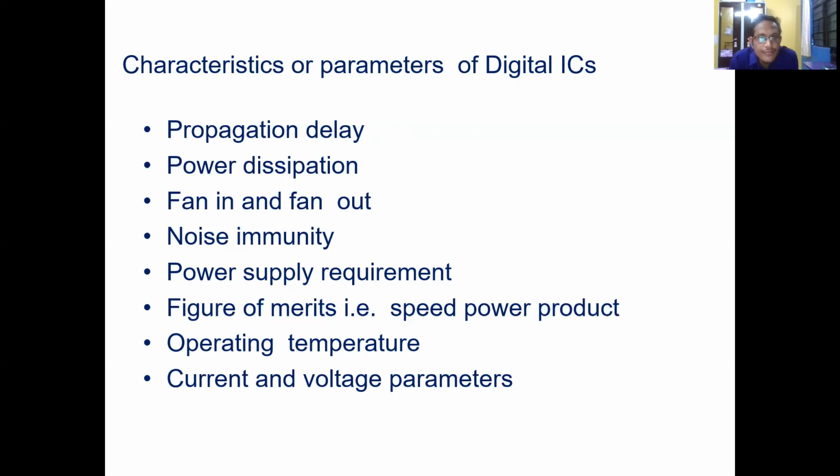We will come to that point. Then propagation delay, then power dissipation, then figure of merit, then power supply requirement. This figure of merit is also called the speed power product. Then operating temperature, current and voltage parameters. This plays a very important role for any type of TTL and CMOS IC. Current and voltage parameters, fan in and fan out.